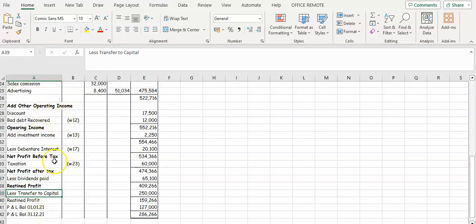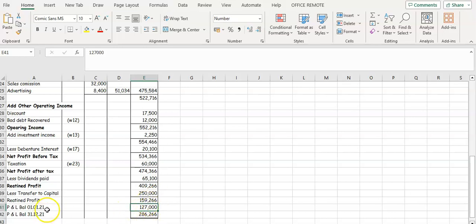So this is usually the layout that we're going to have. Usually you will have your operating income, add your investment income due, take away your debenture interest, take away your taxation if it's given to you in a question, less your dividends paid. That's part of your appropriation account that will usually be given in the question. And then this question is different because it's saying we're transferring some money from our profit to our balance sheet itself, to capital.